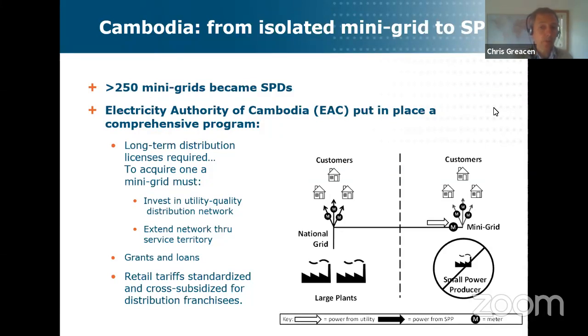It did two things. First, it required that mini grid operators obtain licenses. And to acquire a license, mini grids had to invest in upgrading the quality of their distribution networks and extend networks throughout service territories that the EAC had assigned to them. Grants and loans from a rural electricity fund made the process a lot easier. Retail tariffs for these distribution franchises are standardized, and I'll get into that a little bit more. And the difference between this tariff and project-specific cost-reflective tariffs calculated by EAC is paid out of a rural electrification fund that is capitalized by the national utility, Electricité du Cambodge.